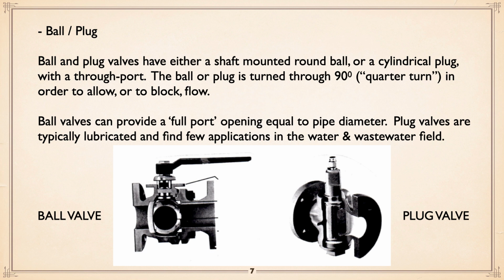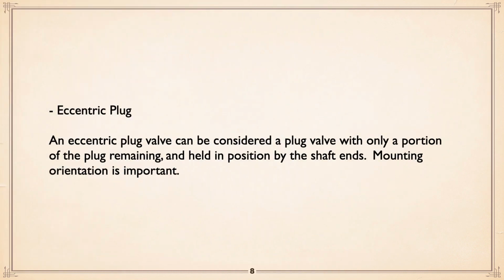That type of plug valve, straight up head plug valve, is typically lubricated, and you don't see them very often in waterworks. Ball valves, by the way, can get in full port sizes, so the hole in the ball is roughly equal to the pipe size. Now, eccentric plug valves. It's basically a plug valve with only a portion of the plug remaining and held in position by the shaft ends.